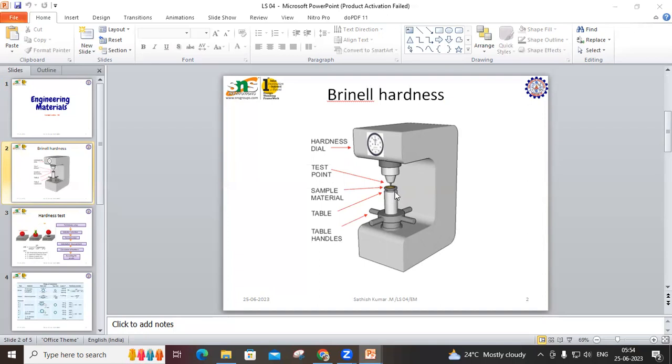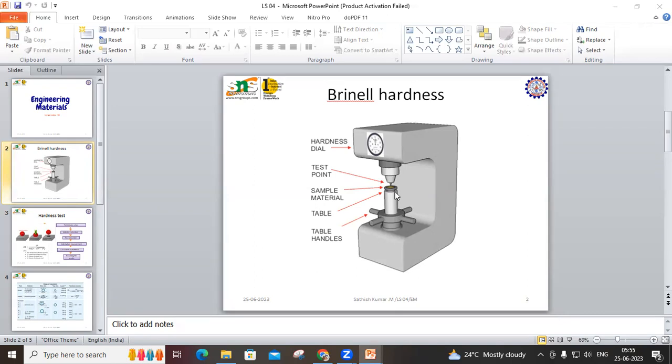So what is the basic difference between Brinell hardness and Rockwell hardness? It is the load application. For higher loads we can't prefer Rockwell hardness; we have to go for Brinell hardness. We have a hydraulic system behind this Brinell machine to apply more load, that is, more than 400 to 500 kgs. So we prefer Brinell hardness testing.